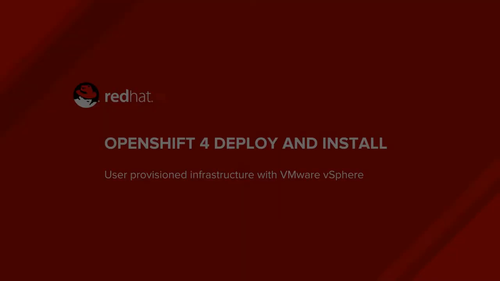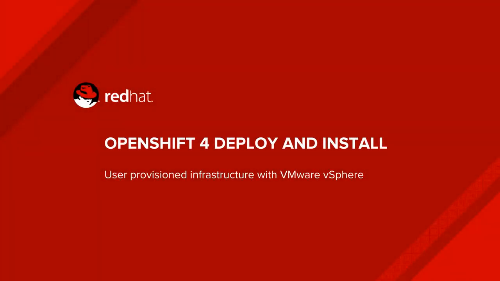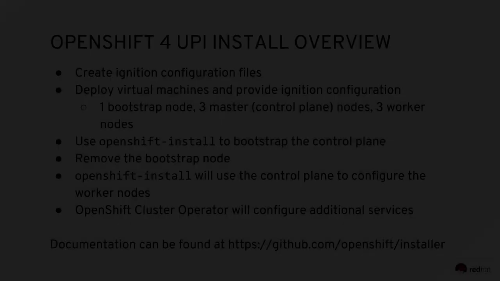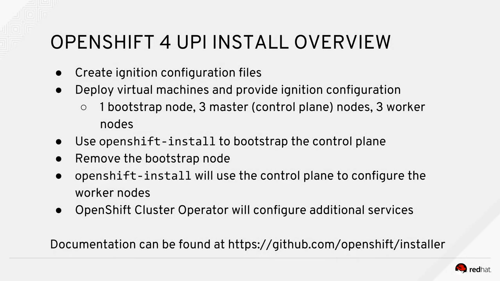Today we are going to look at deploying OpenShift 4 to VMware's vSphere using the OpenShift user-provisioned infrastructure model. The install process for user-provisioned infrastructure, also known as UPI, follows a few basic steps. At a high level, these steps include creating the virtual machine resources, configuring the bootstrap node and control plane, and last, the installer will configure the worker nodes.